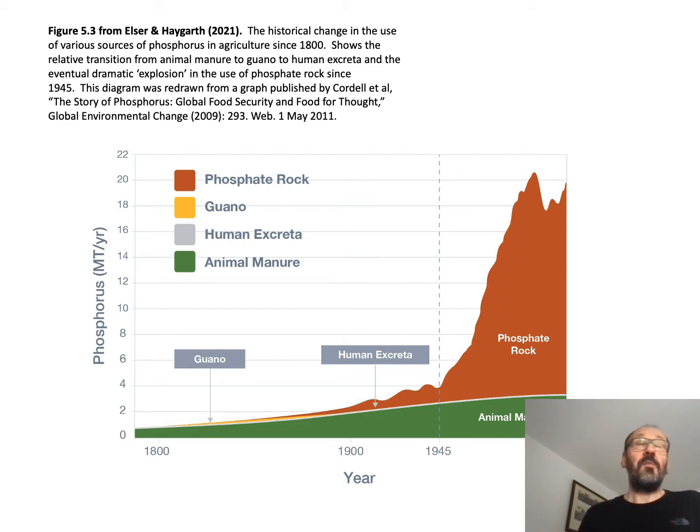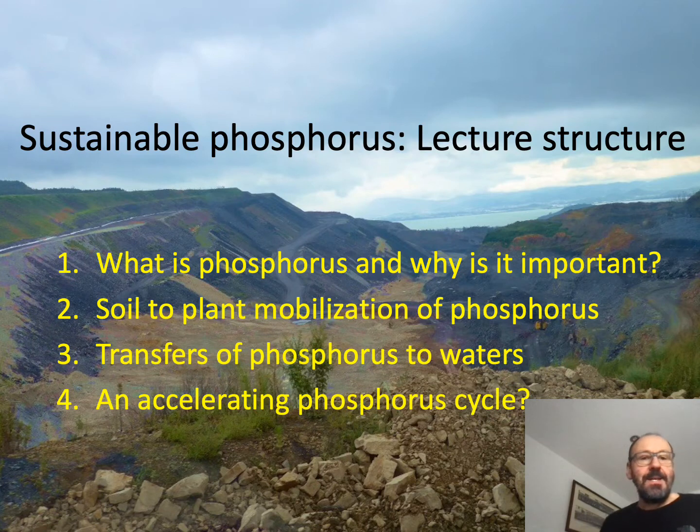There's guano, which is basically bird dung, which basically concentrates phosphorus. Human excreta has been used in the past, and animal manure is also high in phosphorus. So historically, these forms were important and have been important, but more recently, of course, phosphate rock has taken over as humans have mined it and released it out all around the Earth system. So that's the first bit.